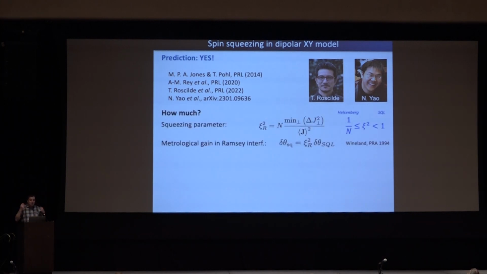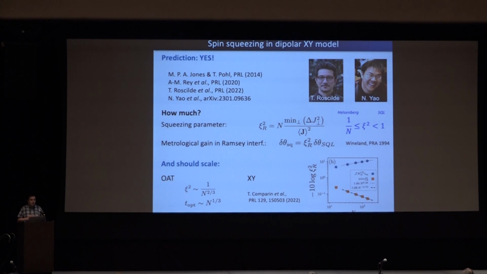In order to characterize how much squeezing one can get, one usually defines what is called a squeezing parameter, xi squared, as you see here, which is basically the variance of the magnetization along the shortest axis of this ellipse, divided by the total length of the spin, J squared. Okay? This squeezing parameter can have values from 1, where you have the standard quantum limit, down to 1 over N, which is imposed by the Heisenberg limit. This is interesting because this squeezing parameter is directly related to the metrological gain that you can get in Ramsey type experiments, as defined by Dave Wineland in the 90s.